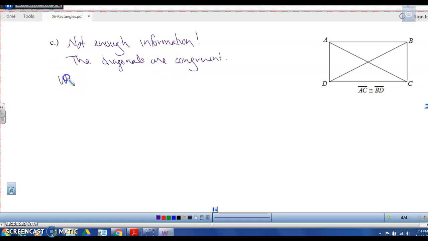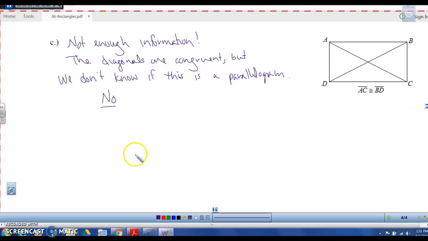So right now, we don't know if this is a parallelogram. It could be. We don't have enough information to say that. We don't know if the opposite sides are parallel, the opposite sides are congruent, or the diagonals bisect each other, or the opposite angles are congruent. We need more information. So we can't say, yes, this is a rectangle. We would have to say no until we get more information.